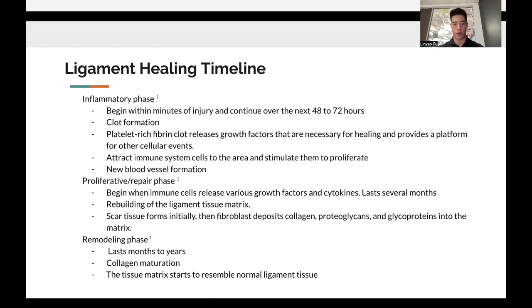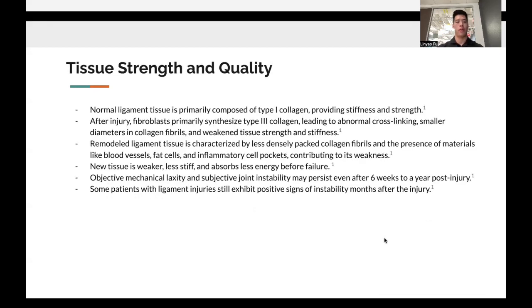In this phase, we will see the maturation of collagen. It's a slow process, and the tissue matrix will start to resemble some of the properties of normal ligament tissue. So next, let's talk about the tissue strength and the quality of repair.